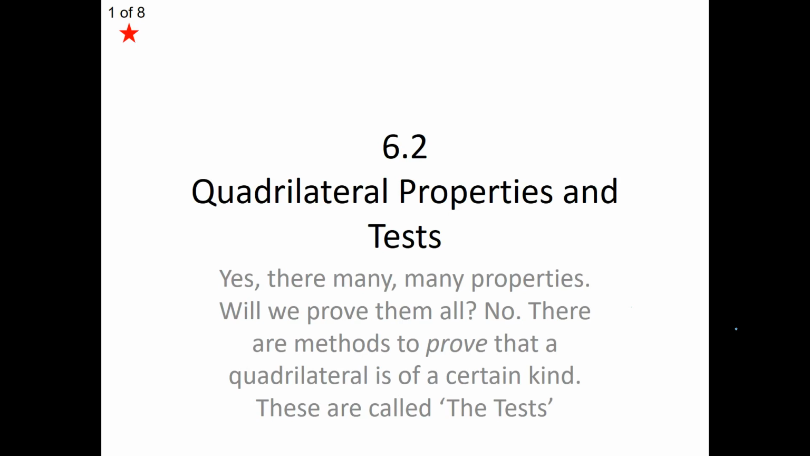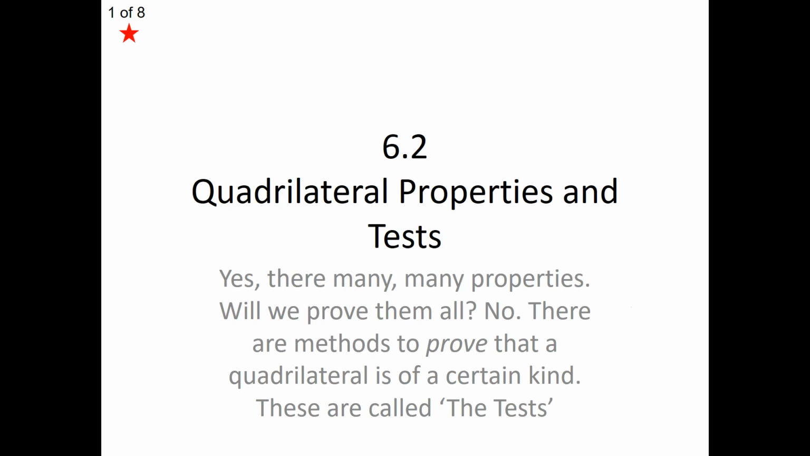Hello, this is Mr. Gilmore with the 6.2 Quadrilateral Properties and Tests. We're going to see that there are many properties to quadrilaterals, especially our quadrilateral families, the parallelograms, the kites, and the trapezoids. Now, will we prove all of these properties? No, we will not. However, we will look at a few of those properties.